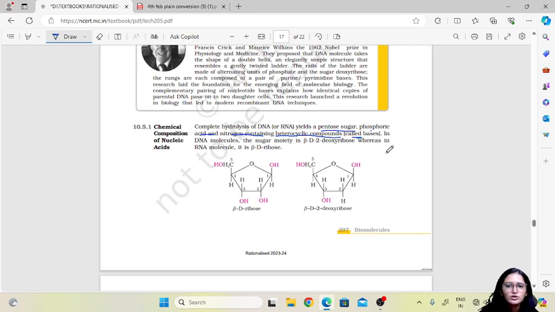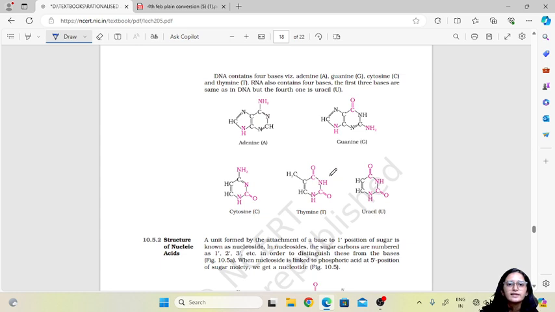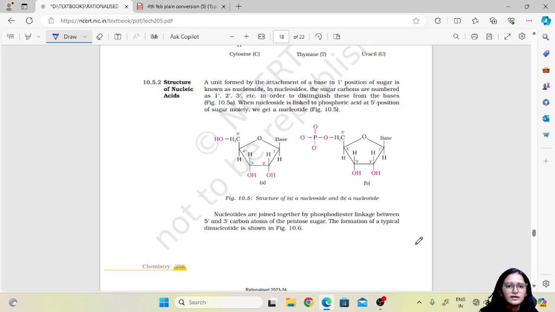In DNA, the sugar moiety is beta D-2-deoxyribose, whereas in RNA it is beta D-ribose. So this is a difference between them. Then DNA contains 4 bases, that is adenine, guanine, cytosine and thymine, and RNA also contains the same bases, only the thymine base is replaced by uracil. So uracil is not present in the DNA.